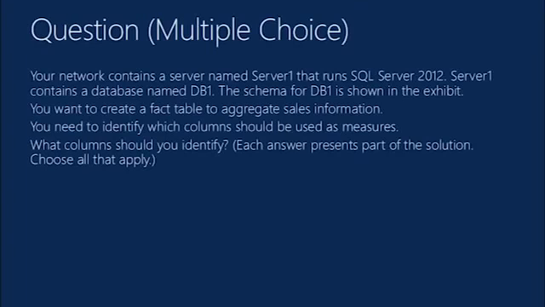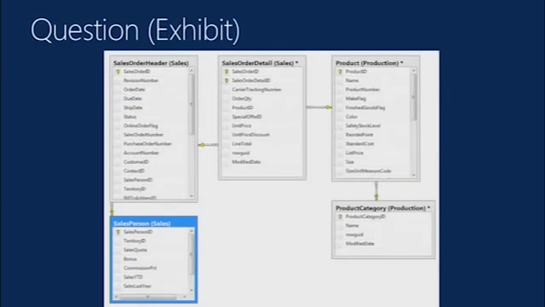All right. So the schema for DB1 is shown in the exhibit. So you're going to see a schema popping up in just a second. And you want to create a new fact table that's going to aggregate sales information, and you need to identify which columns should be used as measures. So we're trying to identify suitable columns to use as measures or facts. Which of these columns would you identify as measures? So if you just want to pop up, there's our schema. Take a gander at those columns just to get a feel for it. Okay. Then we'll look at your choices for what you would pick as fact measures.